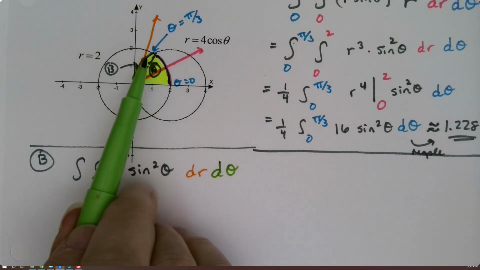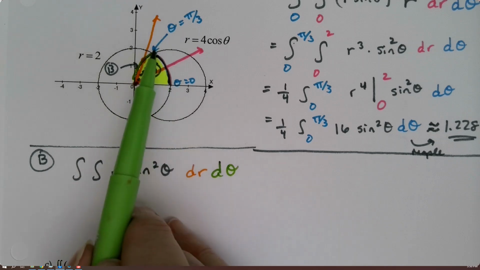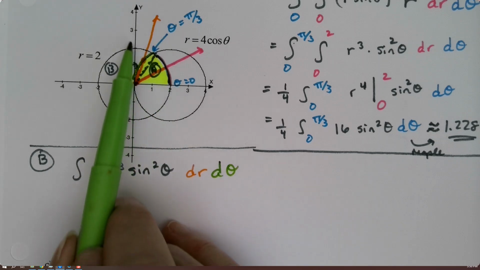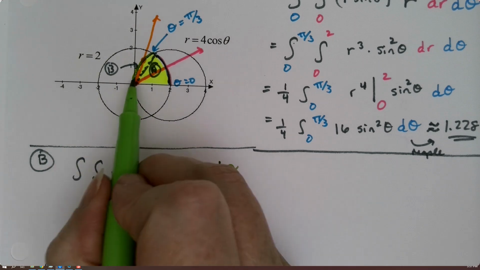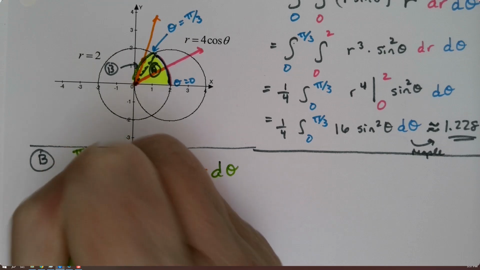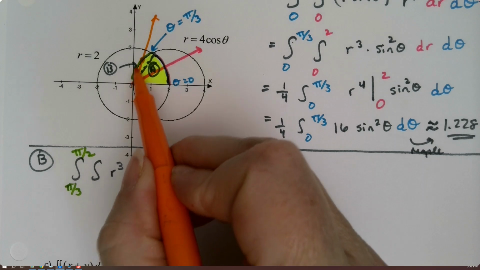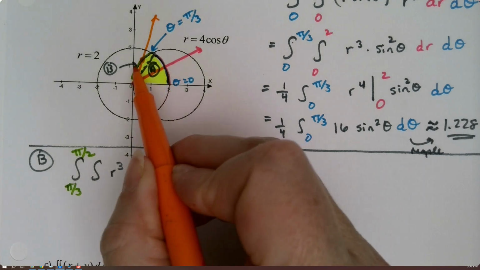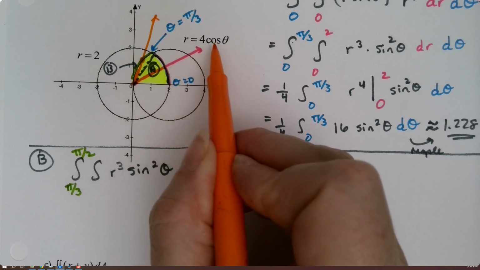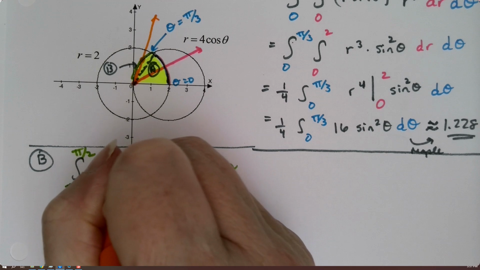Now theta is probably easier to see. It's going from pi over 3, chug, chug, chug, to the end, which is pi over 2, right? So this is pi over 3 to pi over 2. r is going from 0, and then it's hitting this circle. This circle is 4 cosine theta. So it's going from 0 to 4 cosine theta.